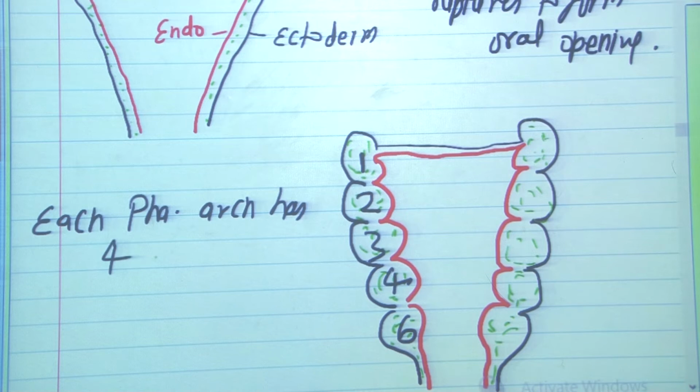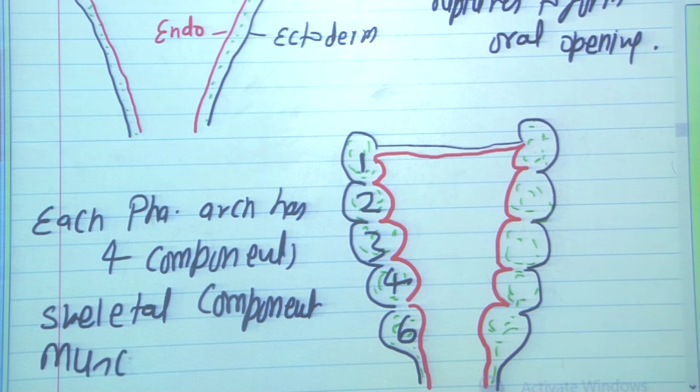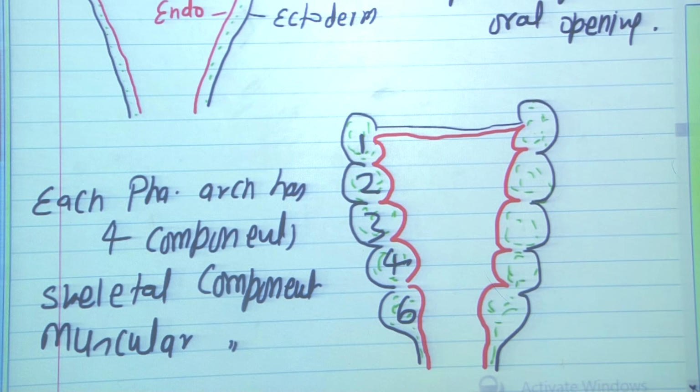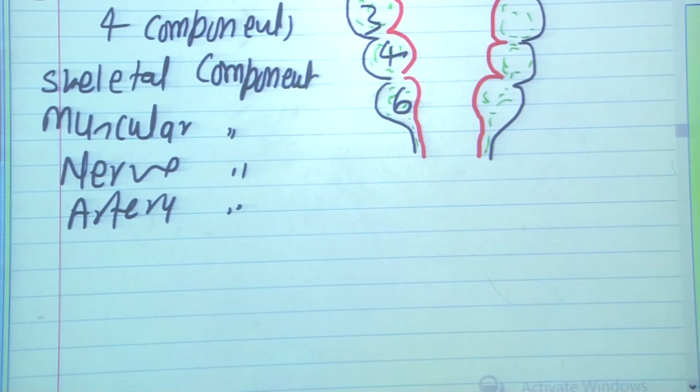Now each pharyngeal arch has 4 components: skeletal component, muscular component, nerve component and arterial component. So these are the 4 structures. In this manner we study what structure is forming from each pharyngeal arch.